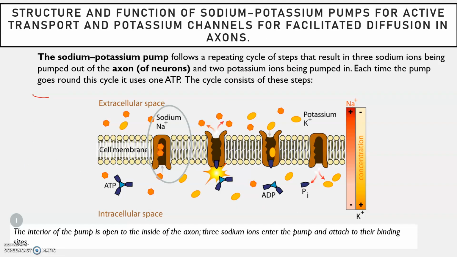Now let us look at the structure and function of the sodium-potassium pump for active transport. It involves basically 5 processes. It is a repeating cycle of a few steps. So let us look into these steps one by one. In the first step, the interior of the pump binds to ATP and it takes up 3 sodium ions in the binding site.